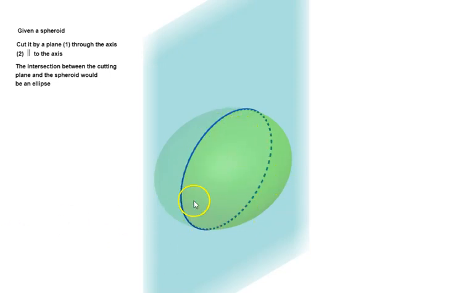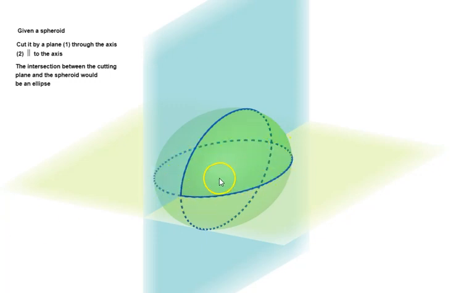Now, remember, a spheroid has a major axis and a minor axis. So here we were looking at it from one axis point of view. Now, if we have the cutting plane through another axis, then also if we look at the intersection, it would again be an ellipse. And the axis of the ellipse would be the intersection between the cutting plane and the plane perpendicular to the cutting plane.